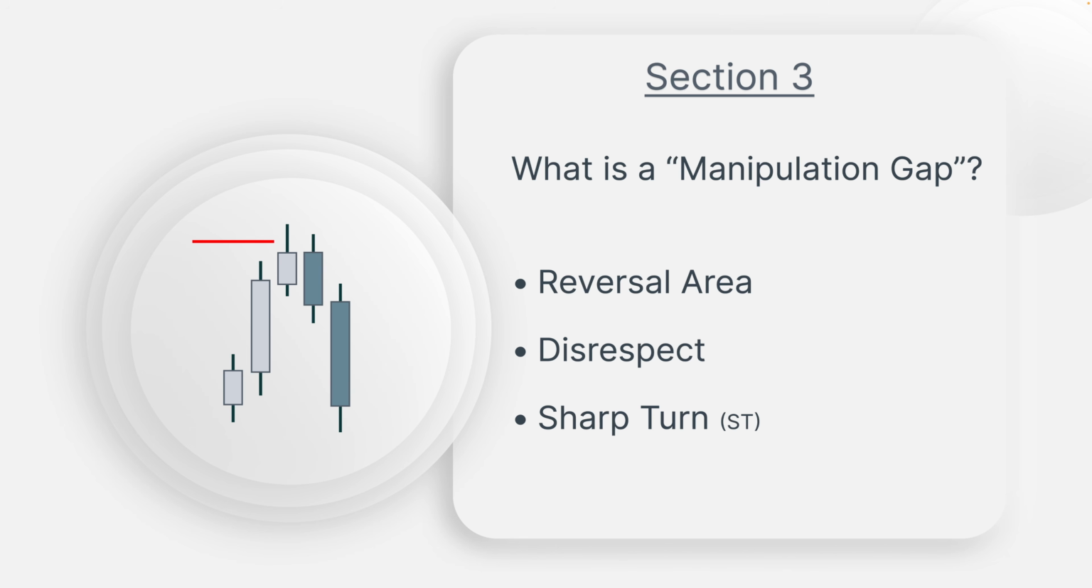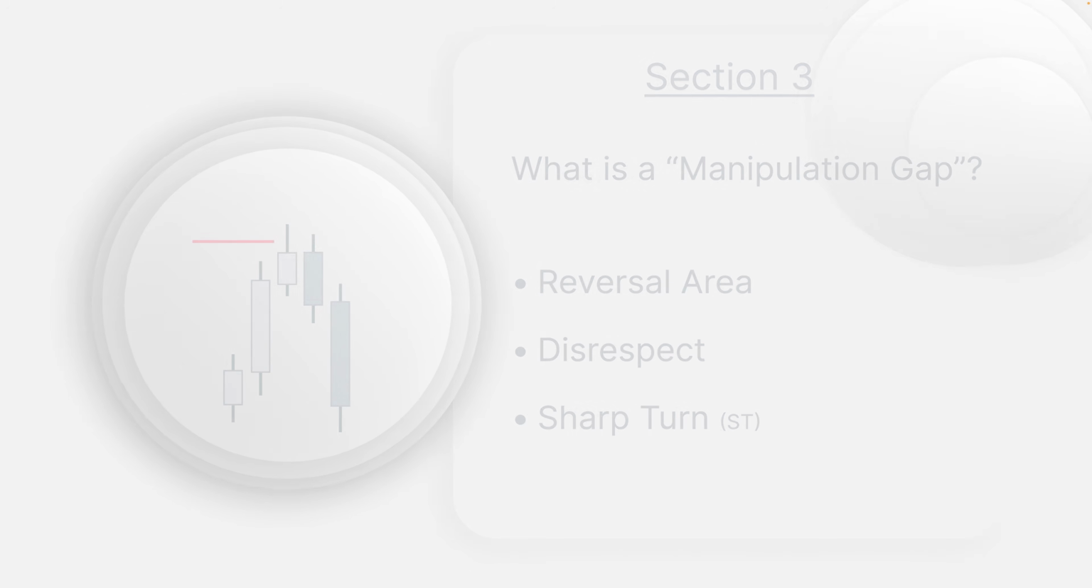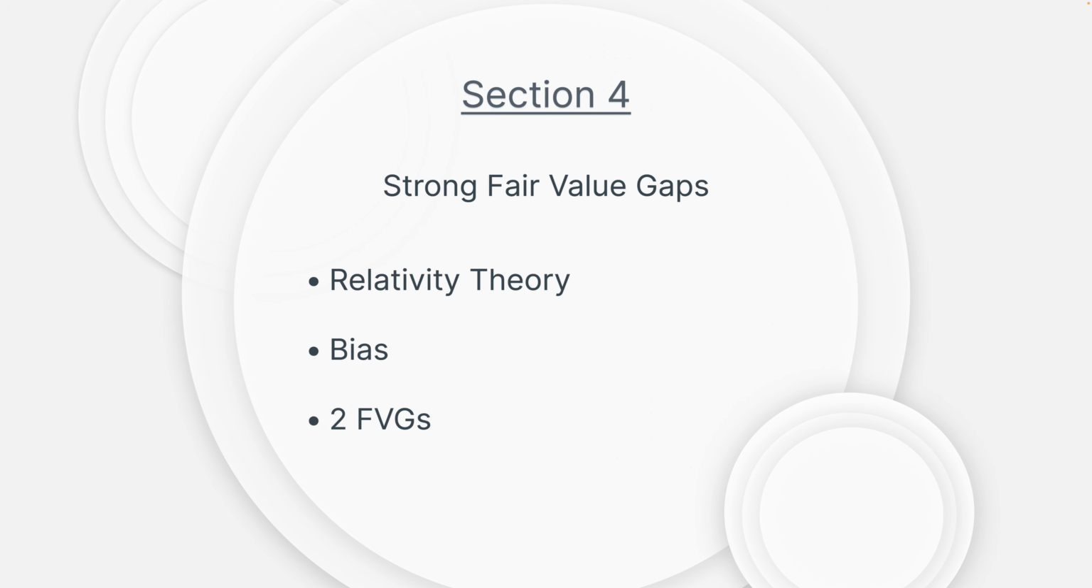So when we understand the weakest fair value gaps, then that allows us right now to go over section 4, where we go over the strongest fair value gaps. The first thing we need to understand with understanding the strongest fair value gaps is the relativity theory. The second thing we need to understand is the bias. The third thing is two fair value gaps.